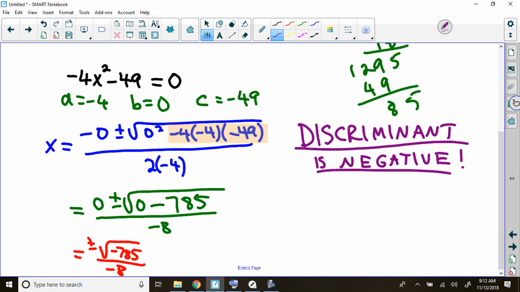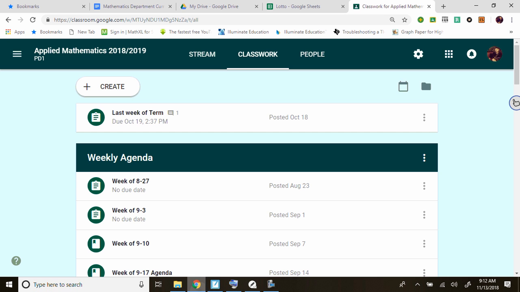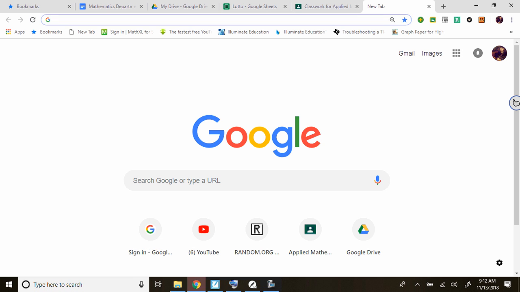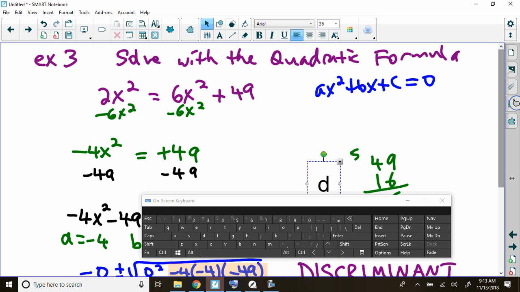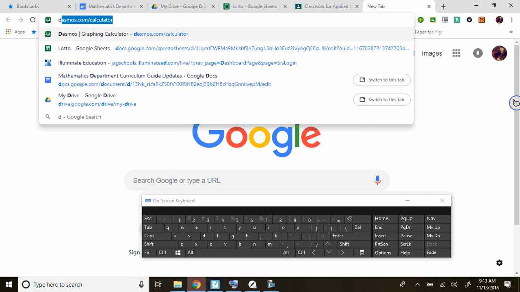Maybe I should take a graphing approach to this, because we can solve quadratic equations by graphing, can't we? So let me try graphing negative 4x squared minus 49 and see what that looks like when I graph it. So I'm going to go to Desmos. That's that beautiful free graphing calculator. There we go, Desmos.